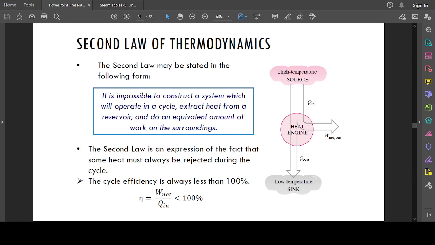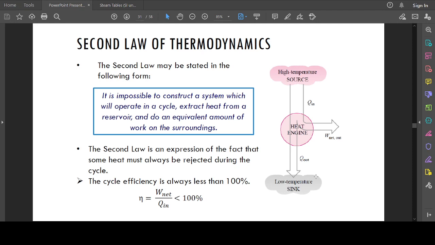the second law itself. The second law states that it's impossible to construct a system which will operate in a cycle, extract heat from a reservoir, and do an equivalent amount of work on the surroundings. Meaning that some part of the heat extracted from the reservoir has to be lost. So 100% of the energy extracted to perform the work will not convert to work. Some of it has to be lost. That's what the second law is trying to propose.